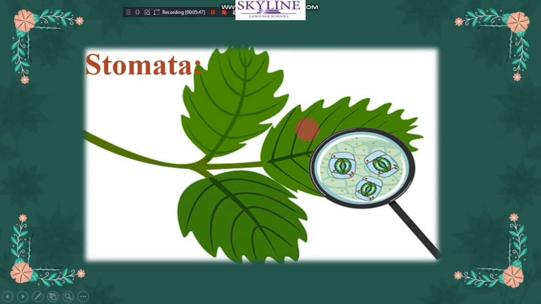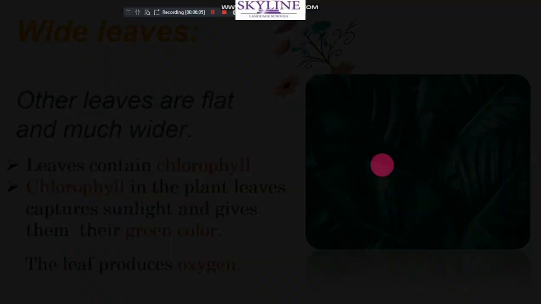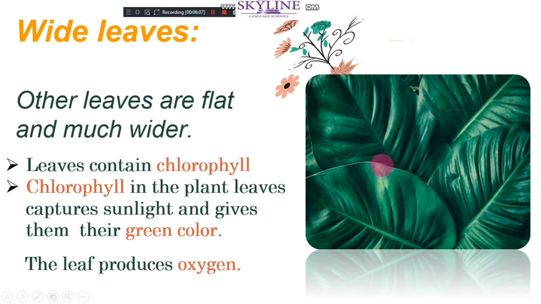We have tiny holes on the surface of the leaves. We call them stomata. What's the function of stomata? Stomata allow the exchange of gases: they allow oxygen to be released and carbon dioxide to be absorbed. Okay? And the leaves contain something called chlorophyll. Chlorophyll gives the green color of the plant. Okay?